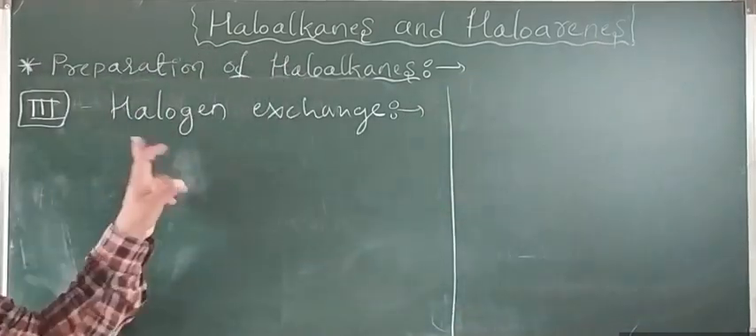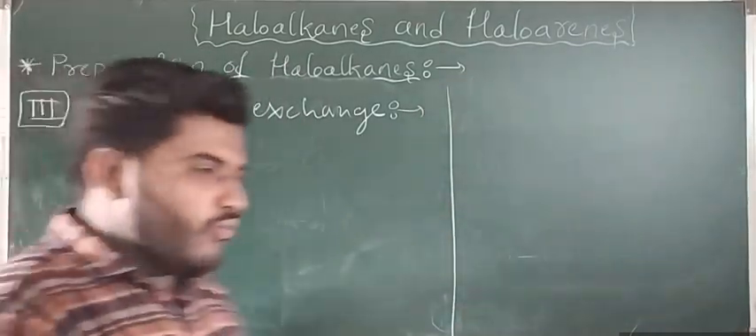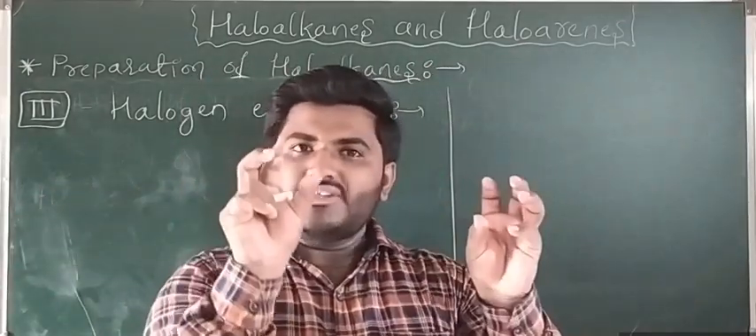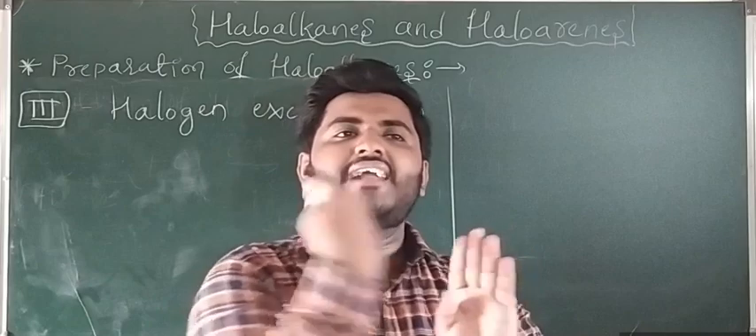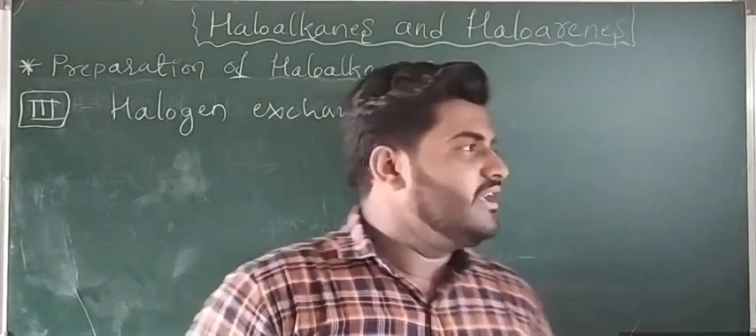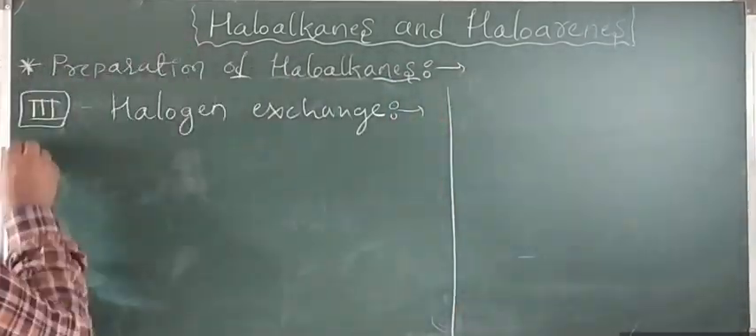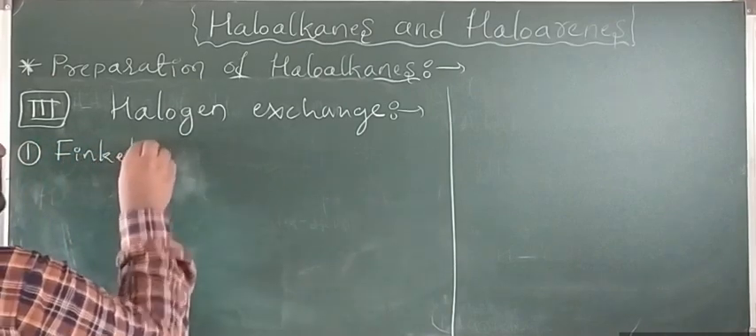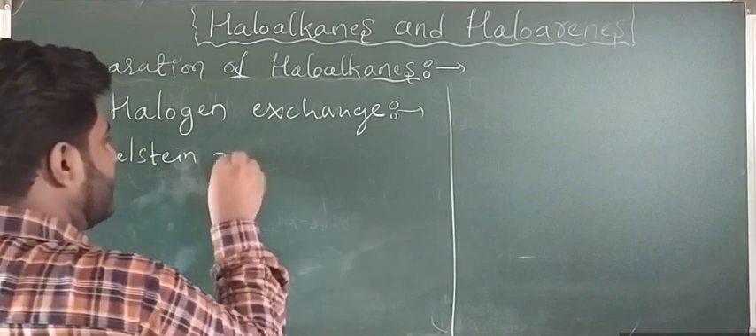Carefully look at the name. Halogen exchange. That means we have to take an alkyl halide only, but we have to add some reagent so that the exchange of the halogen takes place and different haloalkanes are formed. Look at here. In that halogen exchange, the first one is the Finkelstein reaction. What is that? Finkelstein reaction.